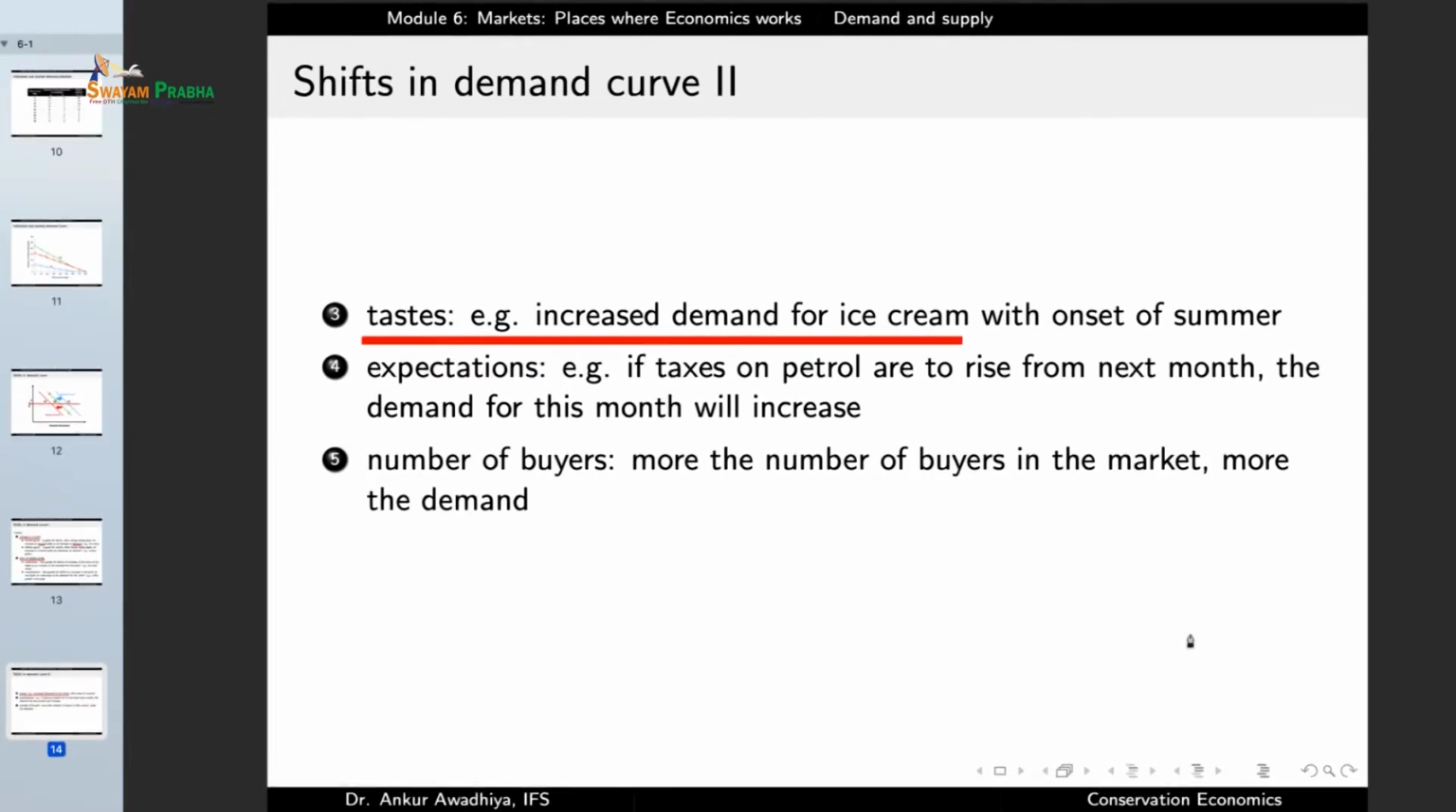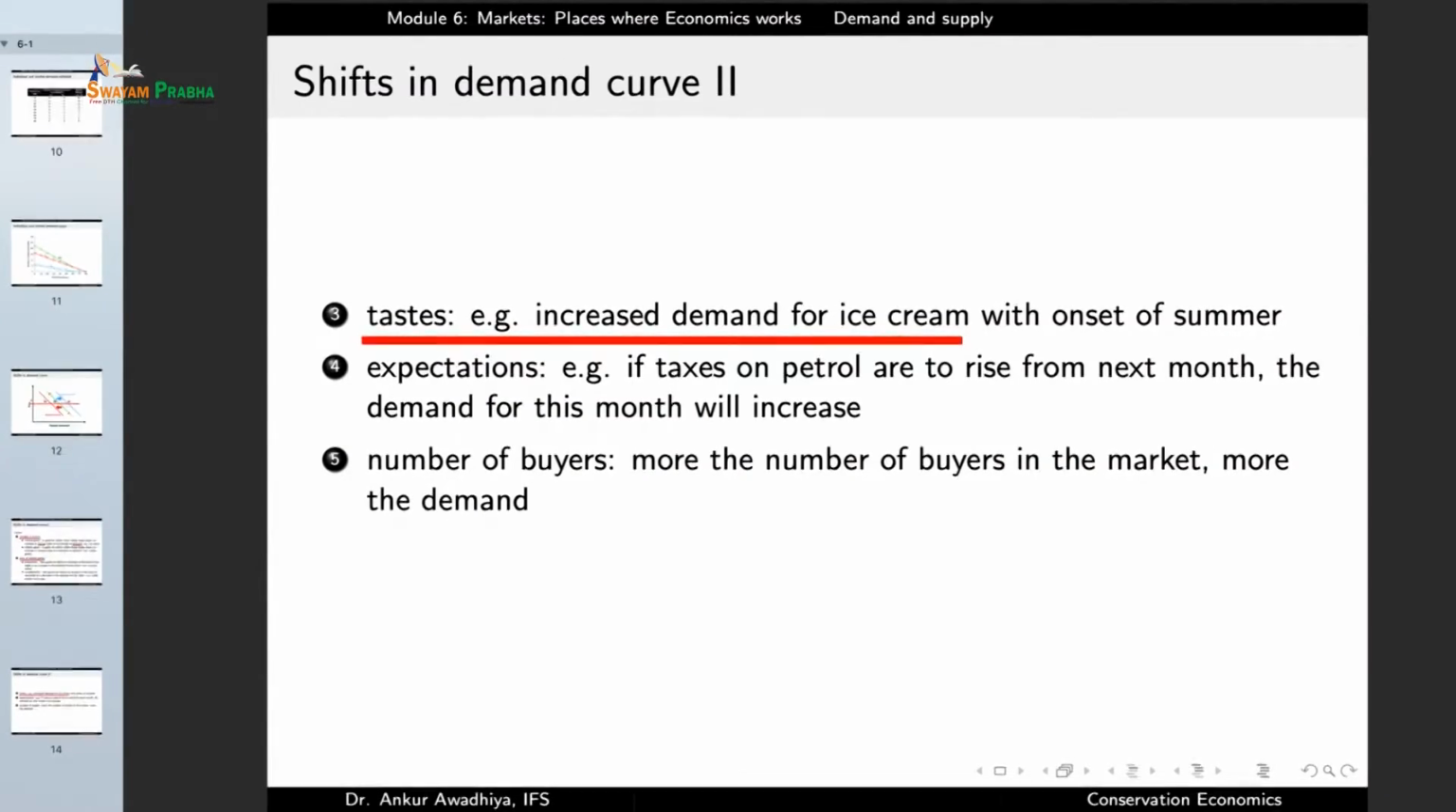Other things include expectations. If taxes on petrol are to rise from the next month, the demand in this month will increase because people expect that the next month, because of increased taxes, we will have to pay more for petrol. So why not fill our tanks to the brim? So the demand in this month, in the current month, will increase if people are expecting the prices to go up. Similarly, if you expect that the price of any product is going to increase in the future, you will try to have or hold more and more of that product.